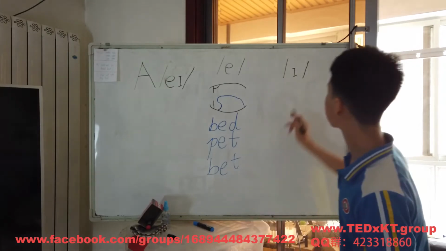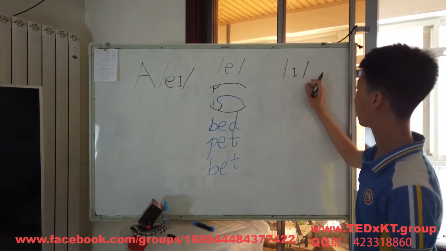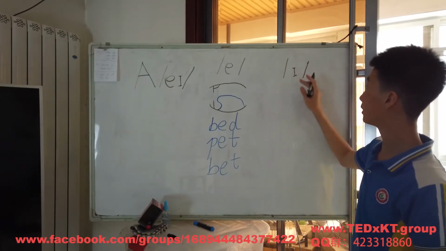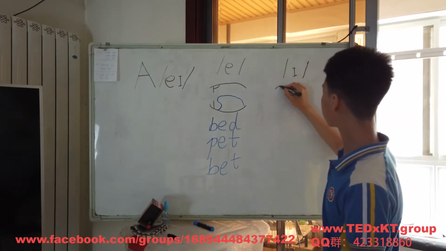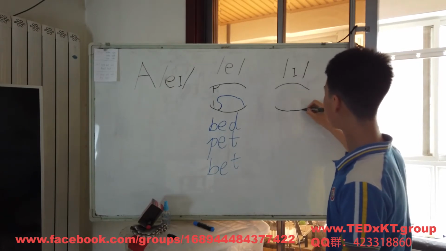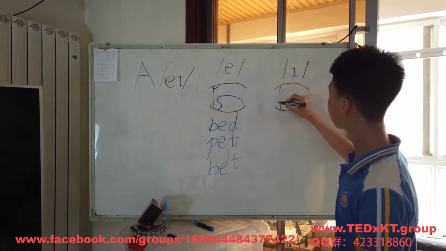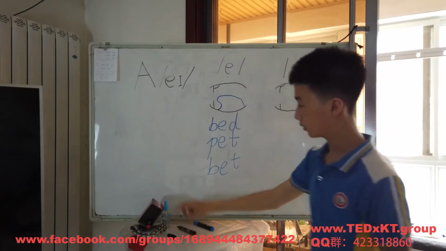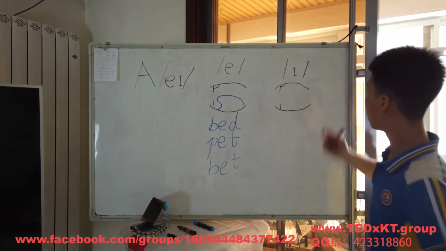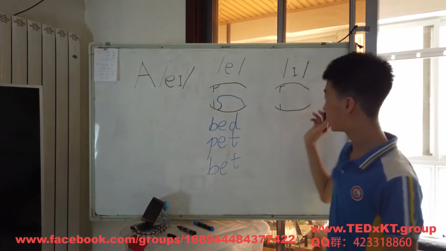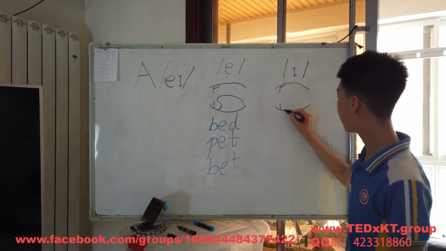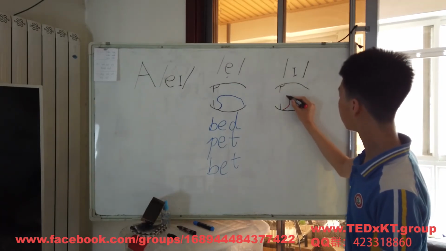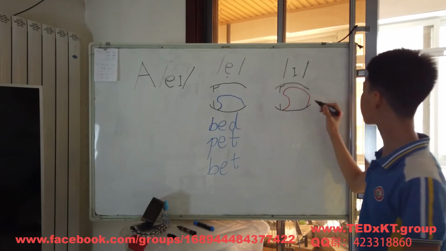Alright then. Let's talk about the second phonetic symbol, which is this one, and it is an I. Now the positioning of this, however, is different than the first. A lot different, actually. What you do with your tongue is put it in a quite high position, a lot higher than before. Like this.